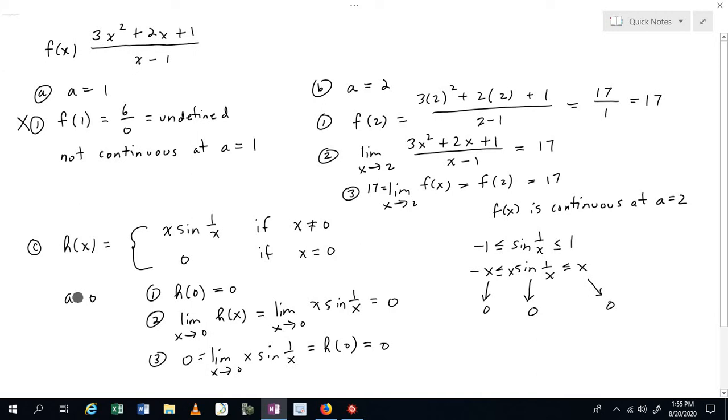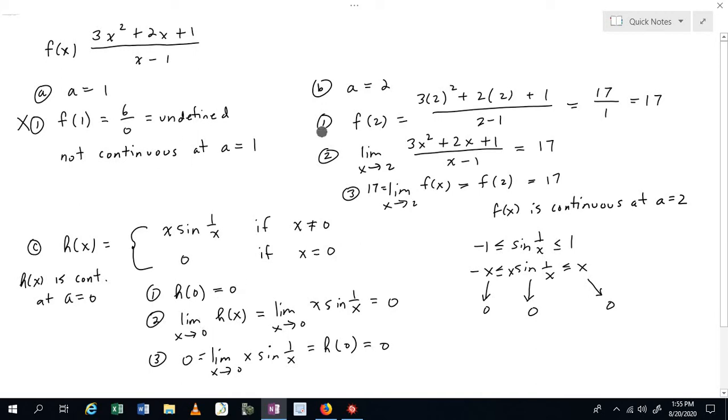Okay, so yes, it is continuous. H of x is continuous at a equals 0. Okay?